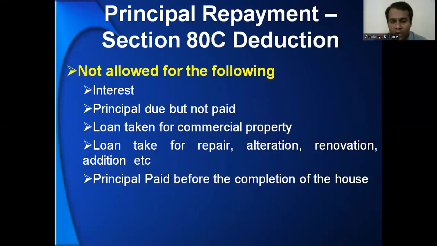And there are a few elements for which 80C deduction is not allowed. Number one, the interest part, you cannot get 80C, but we have other sections. Principal that is due but not paid, no 80C. A loan taken for commercial property, no 80C deduction. A loan taken for repairs, renewals, reconstruction or alteration of property, no 80C deduction. And if I have taken a loan and started repaying immediately, but the house is not completed, so I have paid principal before the completion of the house, for that also I cannot claim 80C deduction.